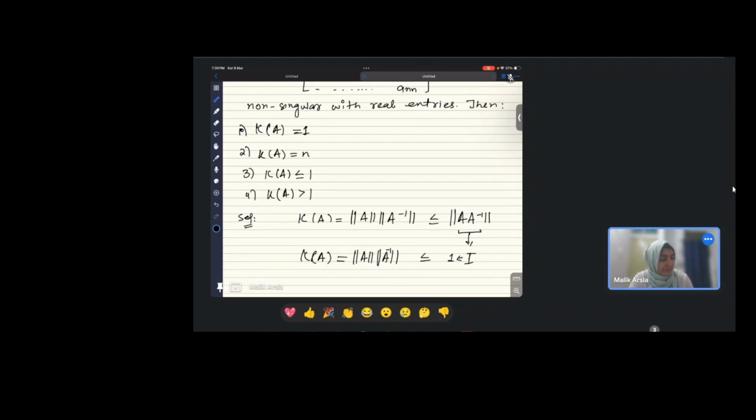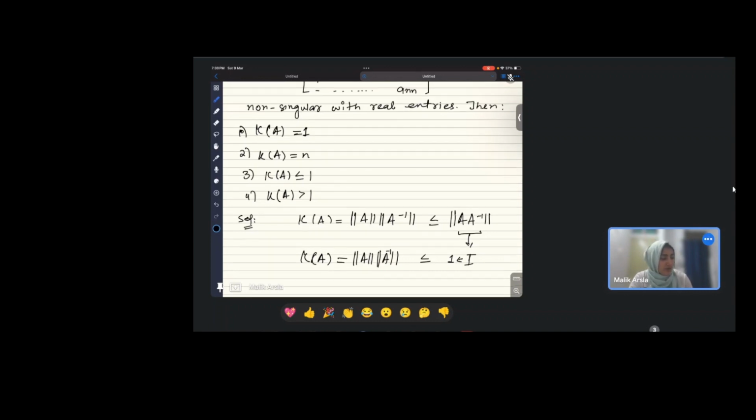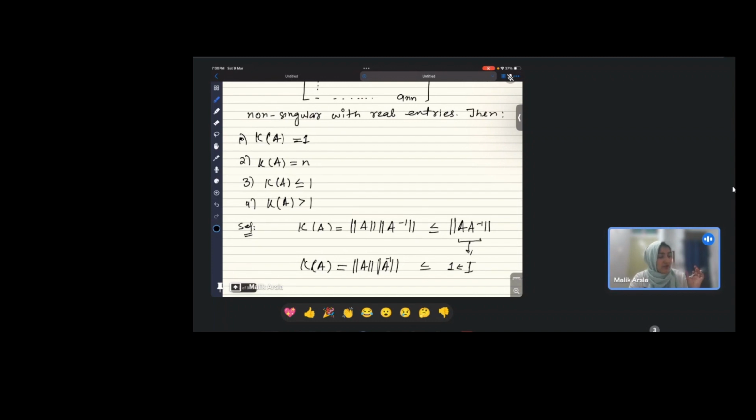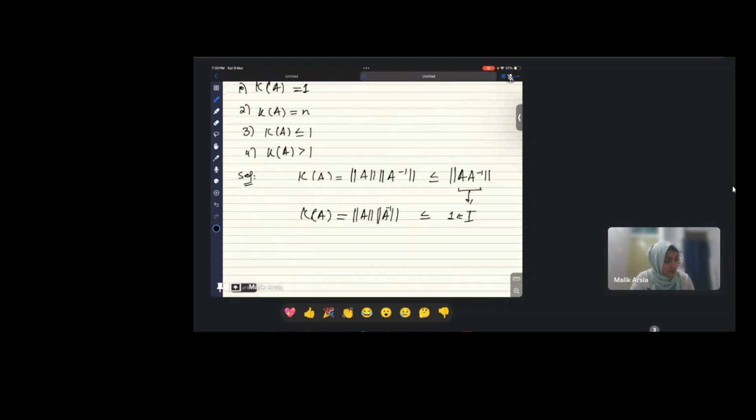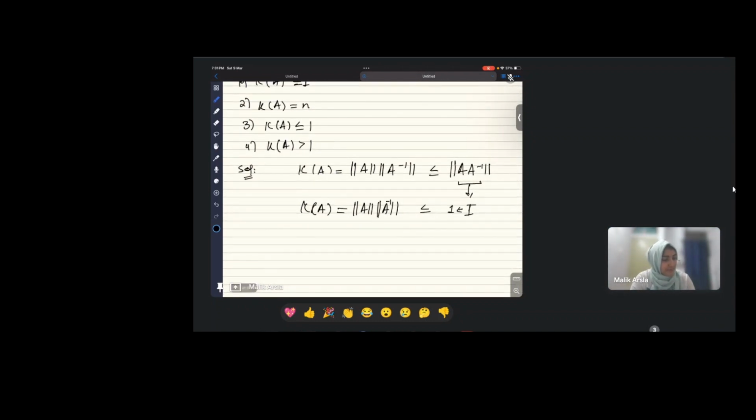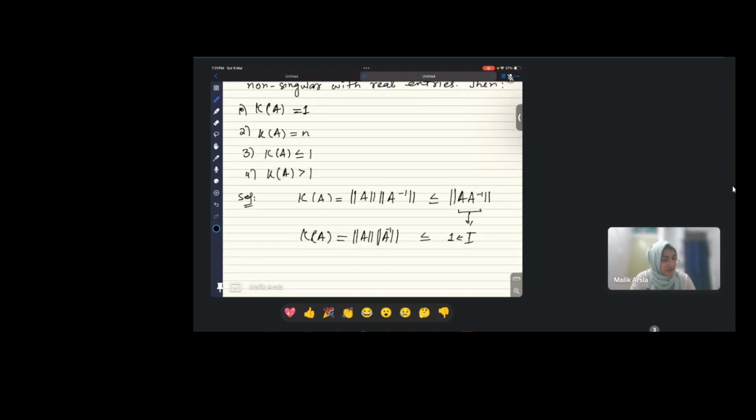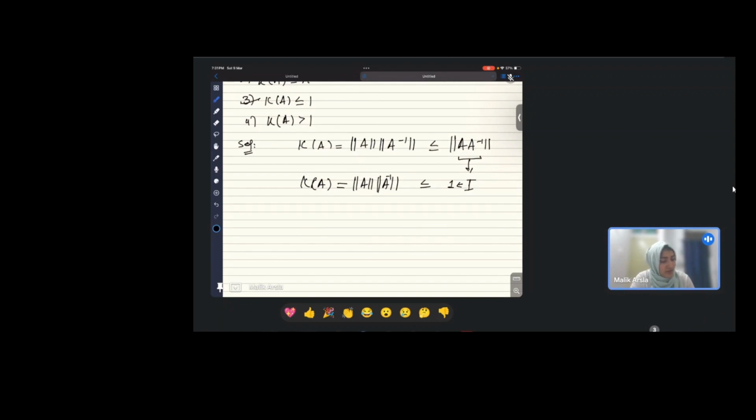This is a simple identity. We can prove it also, but here the proof is not important. We can just simply remember that for any two matrices A and B, norm of A into norm of B is less or equal to norm of AB. So the option third is correct. Now moving on to next question.